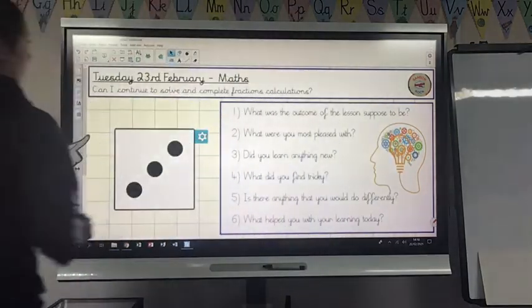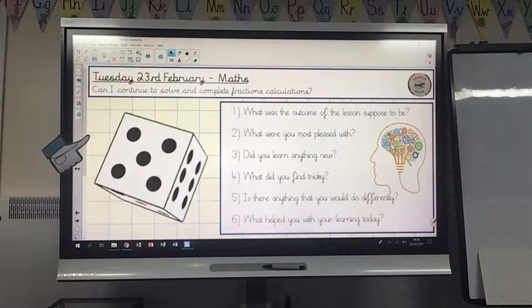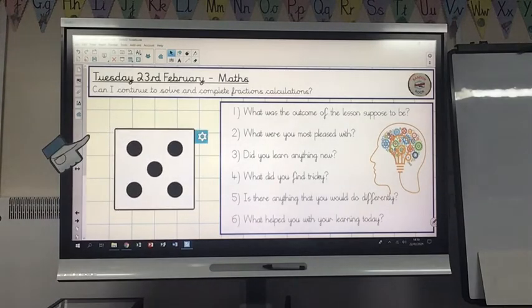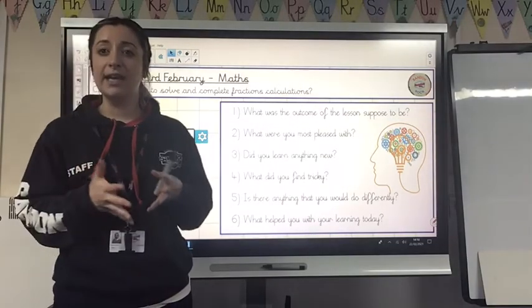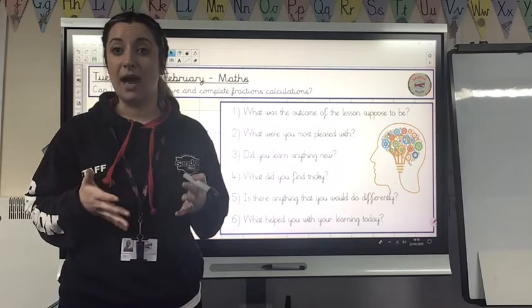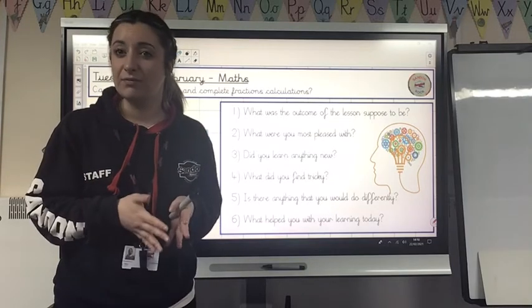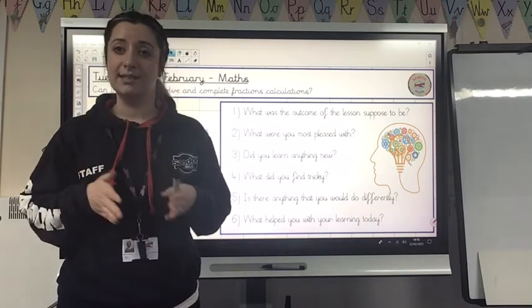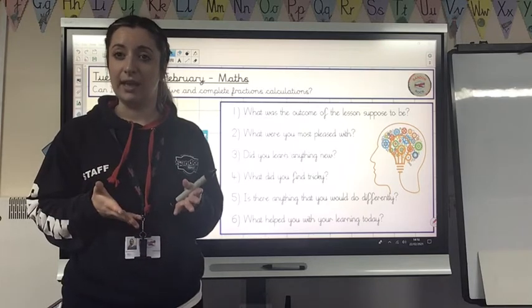Okay, so let's have a roll of the dice. So my first one is 4. So what did you find tricky? Think about, what did you find tricky in the whole unit of fractions? Was there something in particular that you found quite tricky with? Or was it at the start where you didn't really know how to order fractions? Have a think about what you felt tricky, okay?